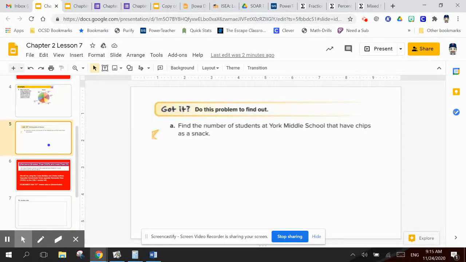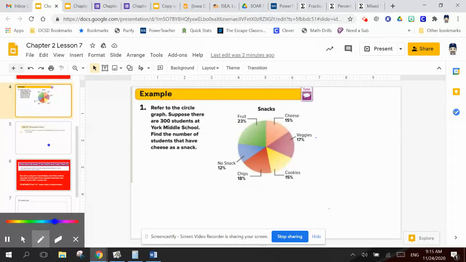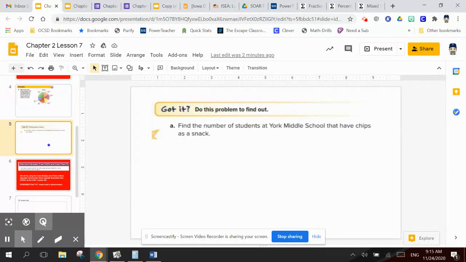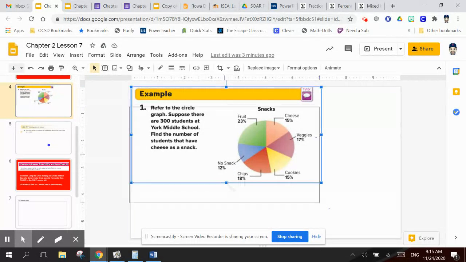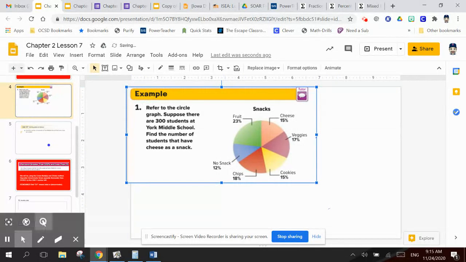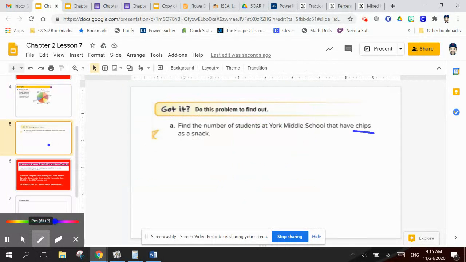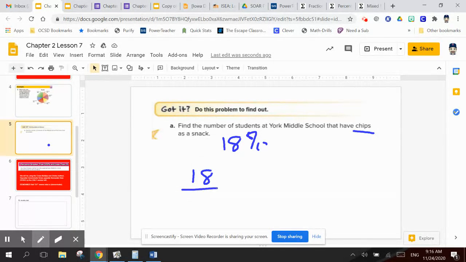If I look at my got it problem, it says find the number of students at York Middle School that have chips as a snack. So we are looking at how many students like chips as a snack. So I go back to my wheel. I look for chips. Chips is here. That is at 18%. So that's 18% of those students. So 18% as a fraction is 18 over 100.